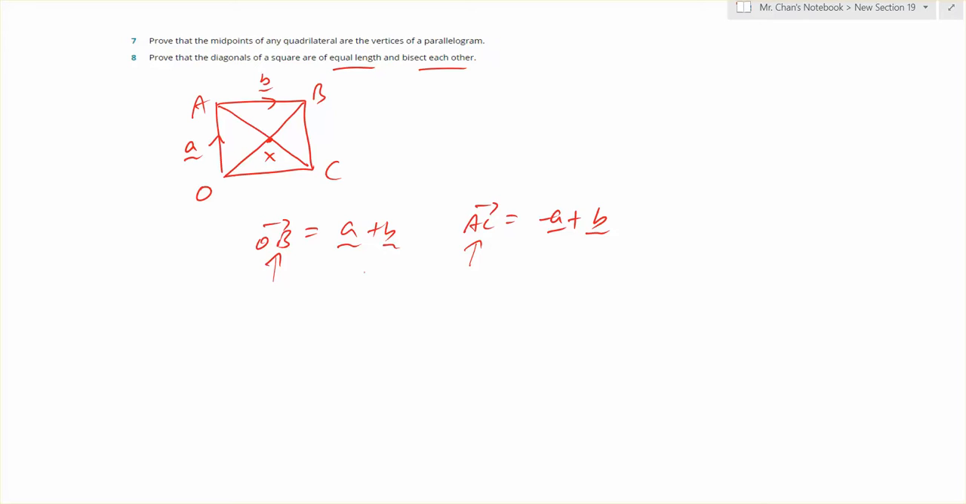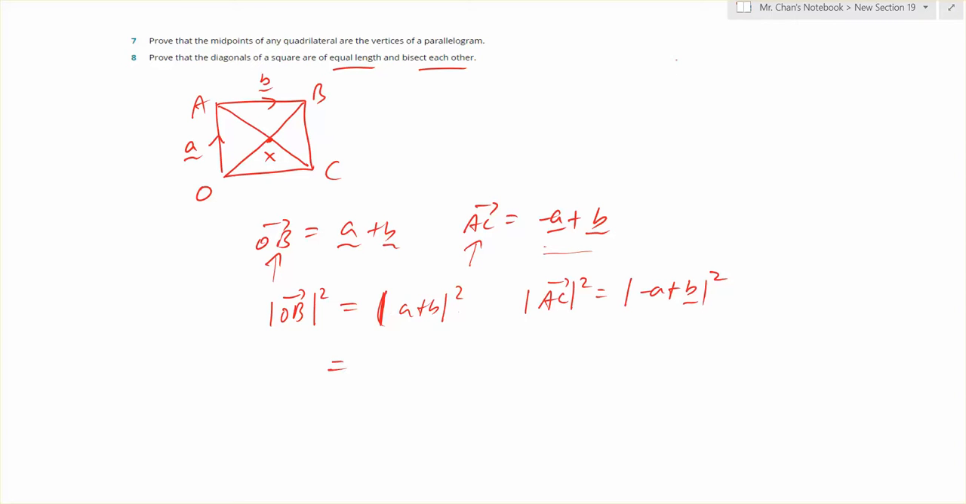Since these are in terms of A's and B's, and we can't really do much with them, we can't prove that straight away. So what you need to do is actually square it. So we need to prove that the magnitude of OB squared, which equals the magnitude of A plus B all squared, and the magnitude of AC all squared equals the magnitude of negative A plus B all squared. This holds true because if the magnitudes are the same, then the squares of the magnitudes will also be the same. The reason why we use the squares of magnitudes is because we can use vector properties.